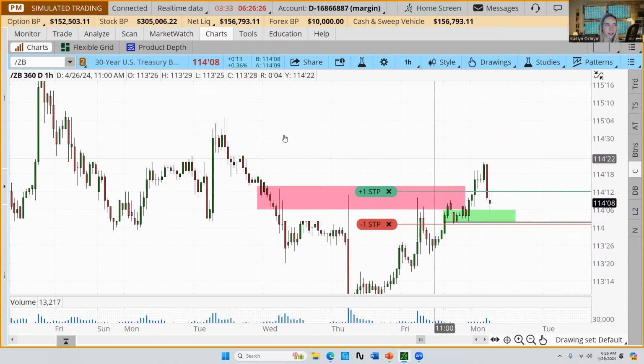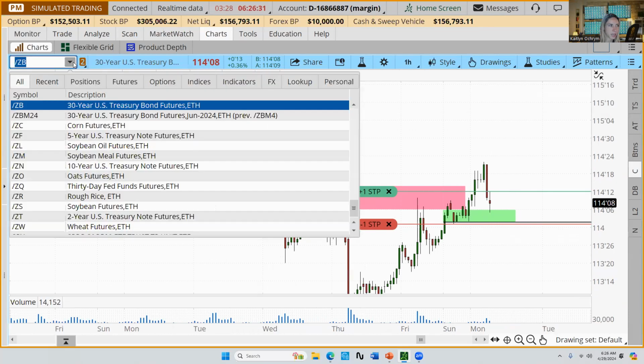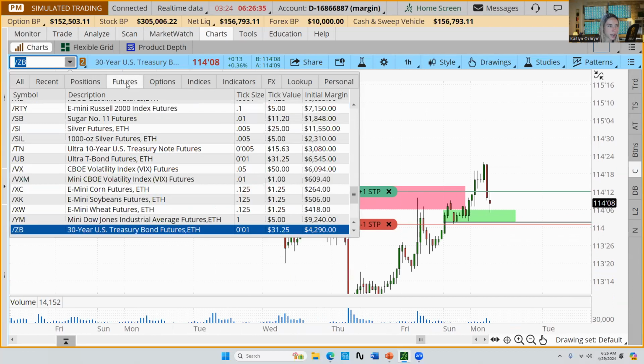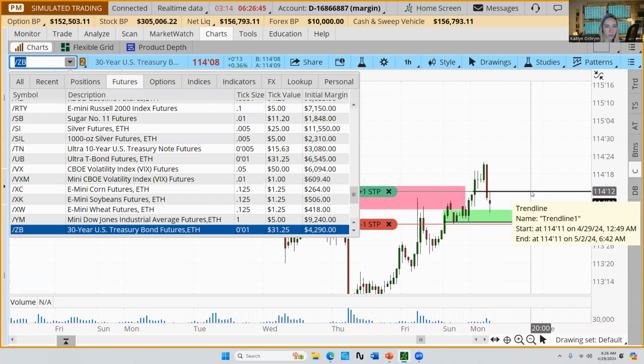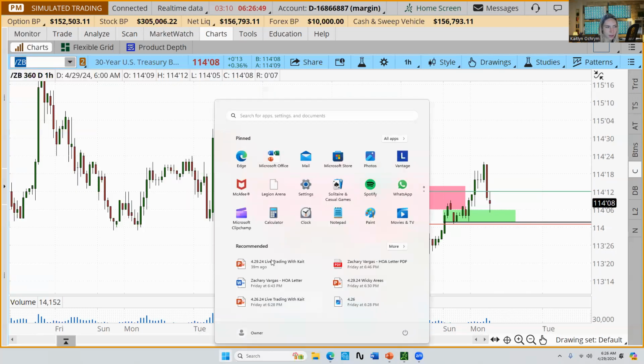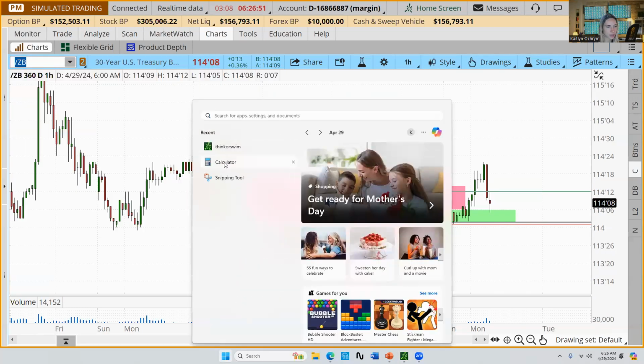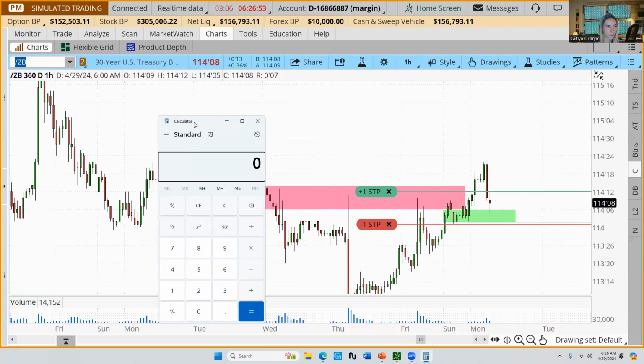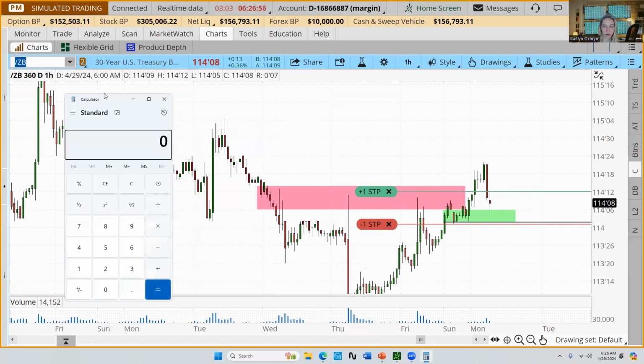Remember, we always want to calculate risk ahead of time. So on this trade, if I come down to the drop down, click on the futures tab, and see that the tick value is $31 per tick. So from 114.01 to 114.12 is 11 ticks. Remember, it's always good to do this just to see if it fits within your risk parameters.